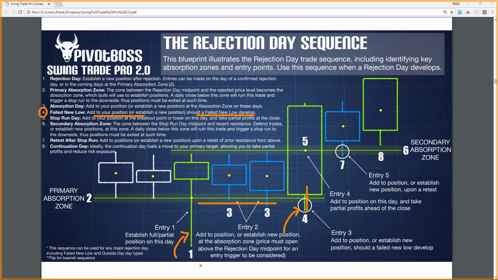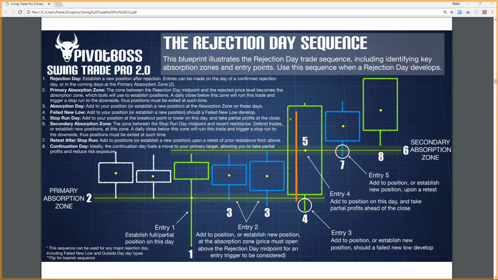If you have a rejection day here and you have an absorption day on day 2, this is day 2, this is day 1. On day 3, or day 4, I'm usually looking for a failed new low. If price pulls back, I'm looking to trap at a failed new low for a shot again at pushing this thing much, much higher. So failed new low again gives you another opportunity to add to your position or establish a new position.